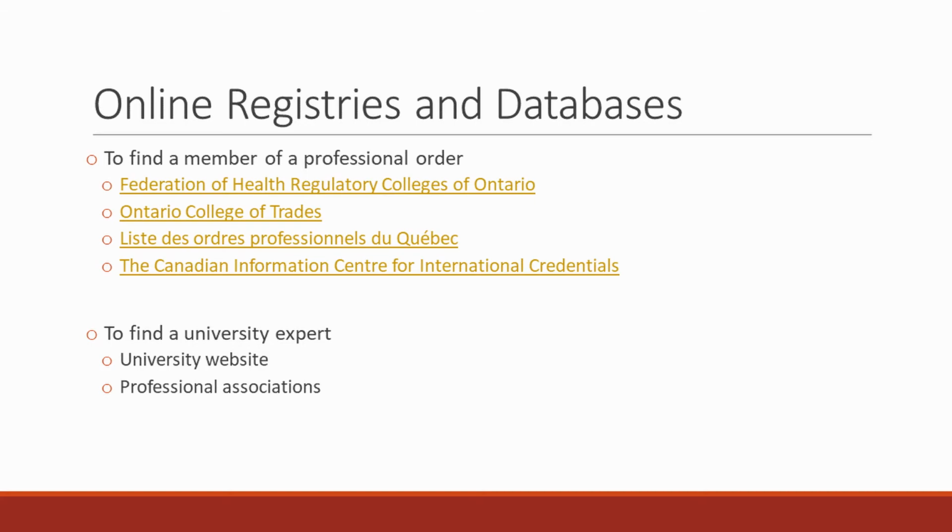To find a university expert, look at the university's website. You might find the link to the professor's profile there. You can also contact professional associations. So if you are trying to track down the author of a particular study and you can't find the person online, well, if the person is a sociologist, call the Canadian Sociology Association. They might be able to help you out.